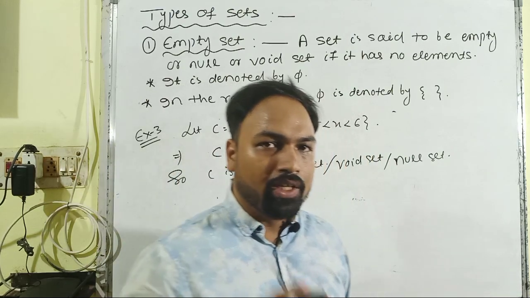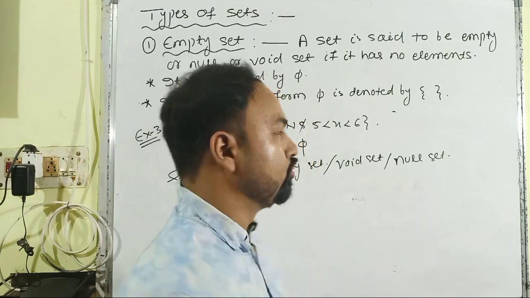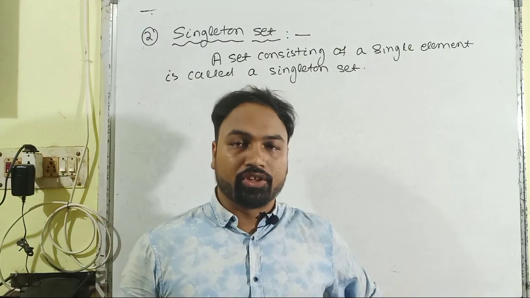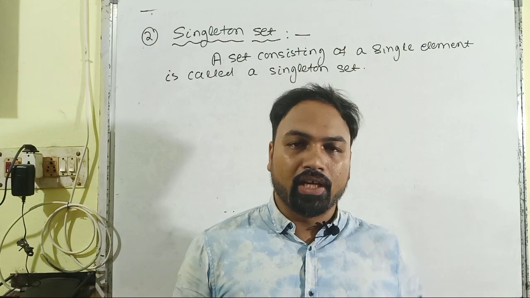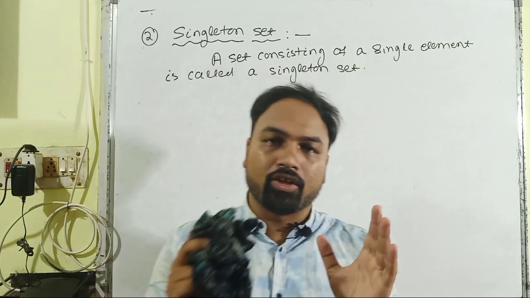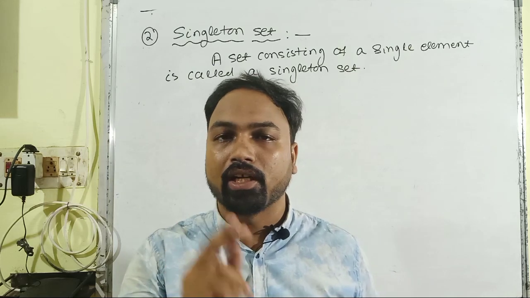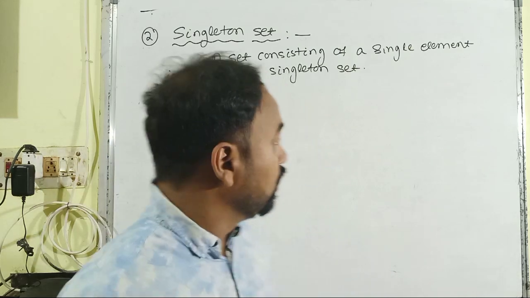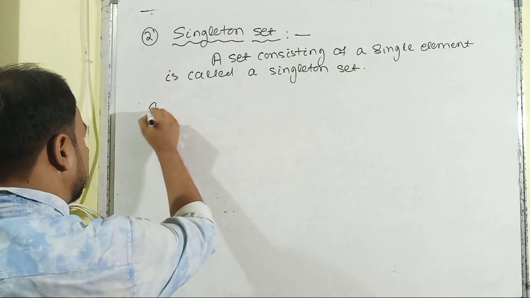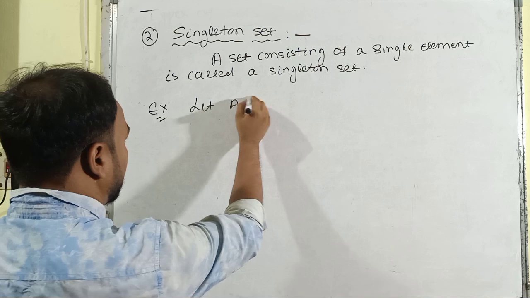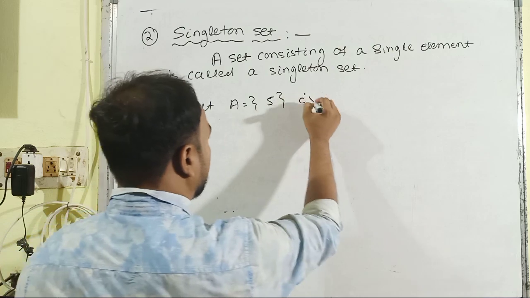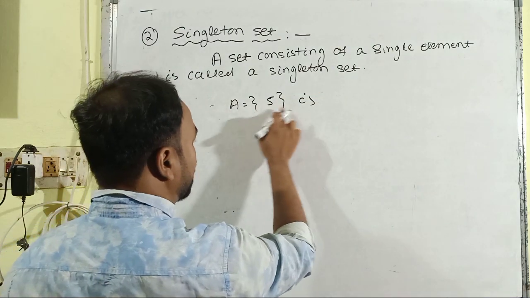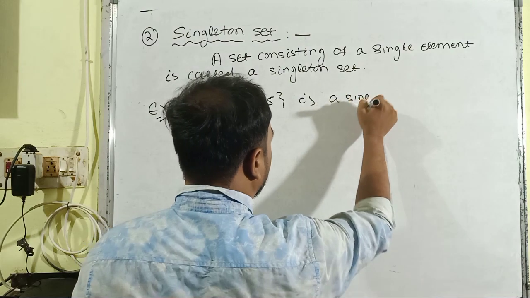Next, moving towards the second type of set, and that is the singleton set. The singleton set is a set which contains only one element in it. If a set consists of only one element, then that set is called a singleton set. Let us go through some examples. Suppose I have taken a set here and it contains only the element 5. A is equal to the set of the element 5, which is a singleton set.